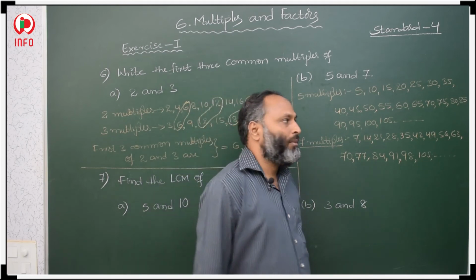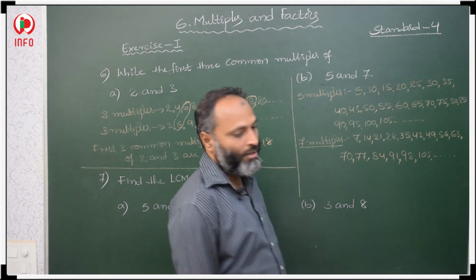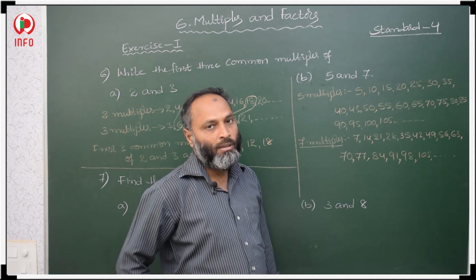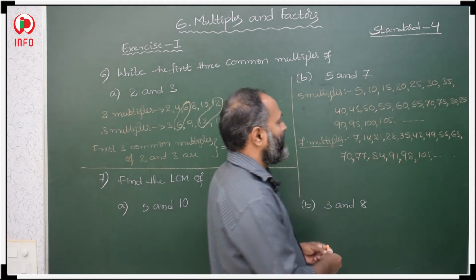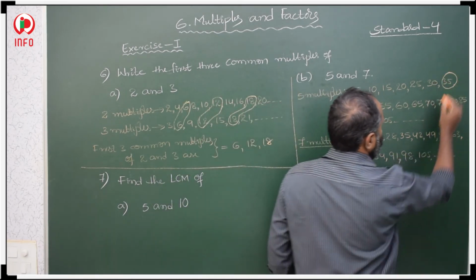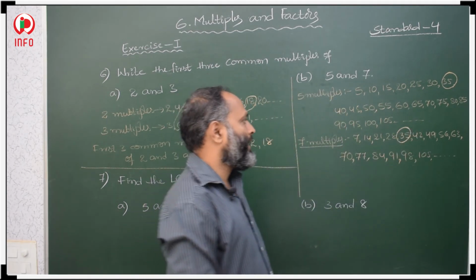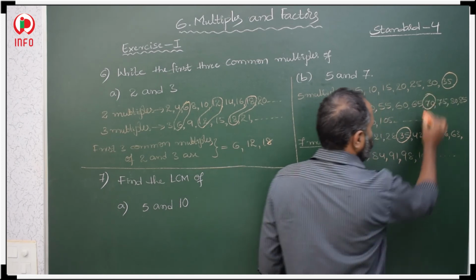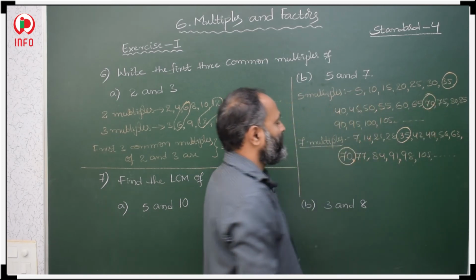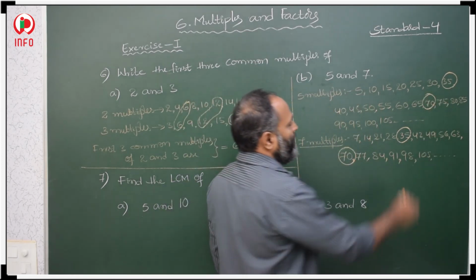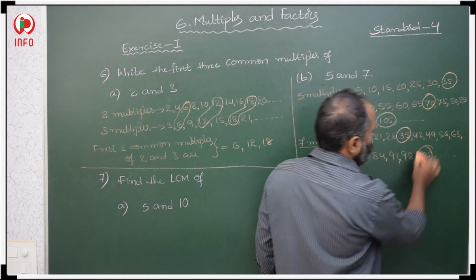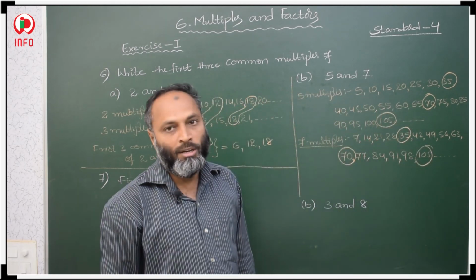Now we have to take the common multiples. What are the common multiples between these two? Here 35 is there and here 35 is there, the first common multiple. Then the second common multiple, here 70 and here 70. Then the next common multiple is 105 and 105. These are the common multiples.